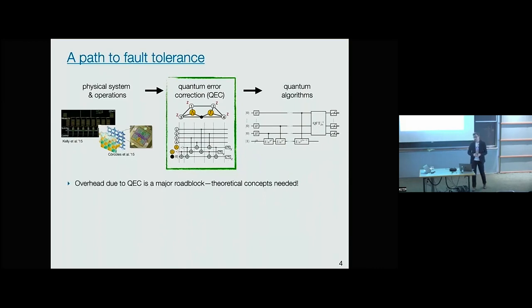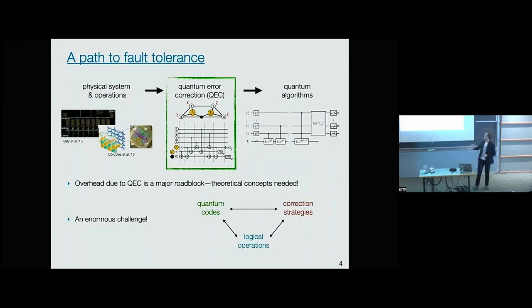And here I would like to emphasize that the overhead due to quantum error correction is one of the major roadblocks to achieving fault tolerance. And we do need theoretical concepts to shave off those factors, to reduce the overhead due to quantum error correction. This is the area of active research. And in general, moving along this path is an enormous challenge. And this comes from the fact that there are very many components that can be optimized, but they have to be optimized in conjunction with other components.